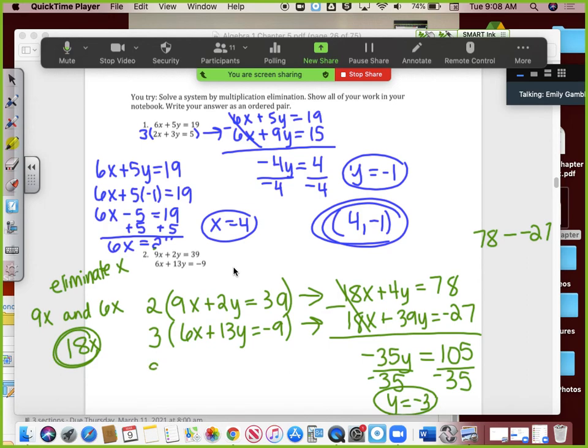Take one of the original equations and plug in negative 3 for y and solve. And you'll get that x is equal to 5. So all altogether, the solution to this one is 5, negative 3.